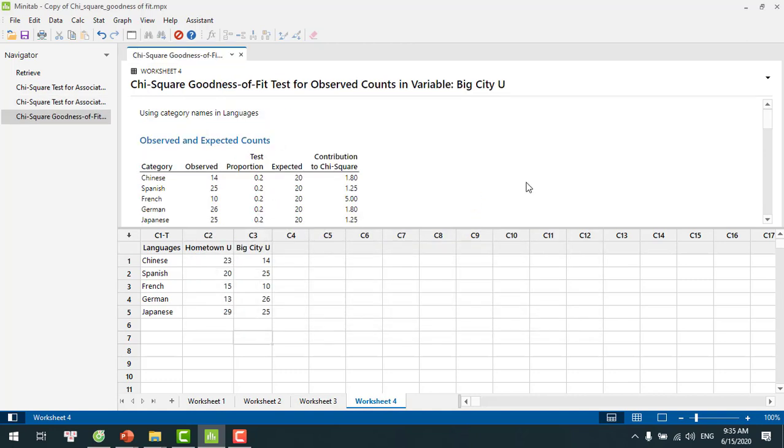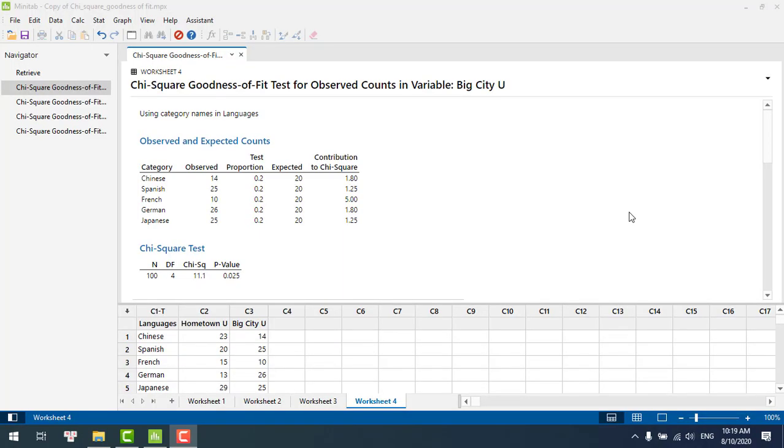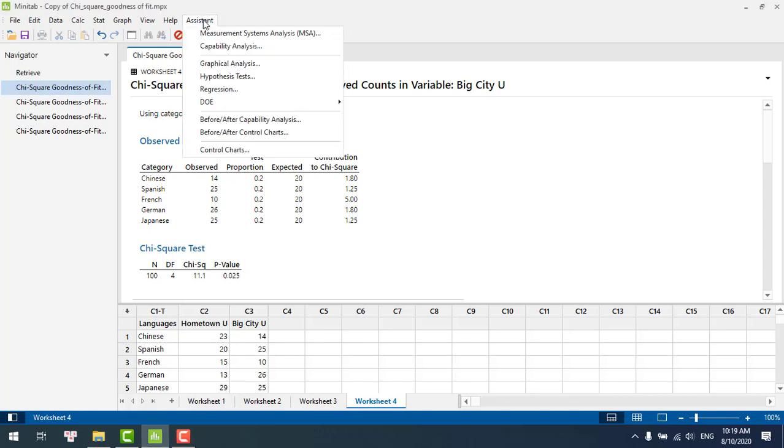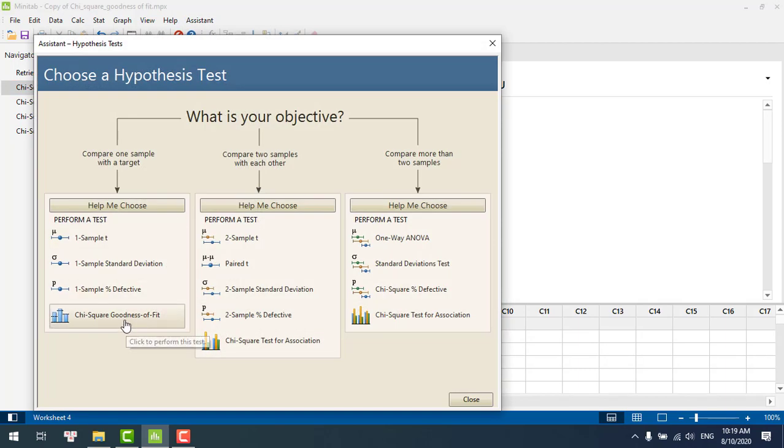So notice that it ran the test and it gives us a p-value of 0.02. A p-value of 0.02 is lower than 0.05, so p is low, the null must go. So in this case, it means that the languages at this university, the big city university, are not evenly distributed, unlike what we observed at my hometown university. We can reconfirm this if we go to the assistant, hypothesis tests, and then chi-square goodness of fit.